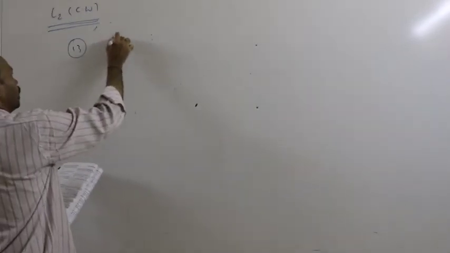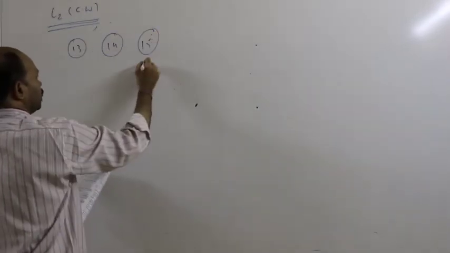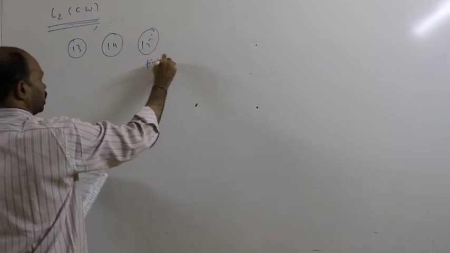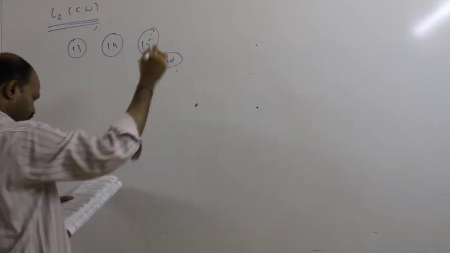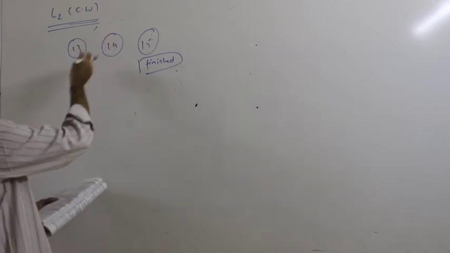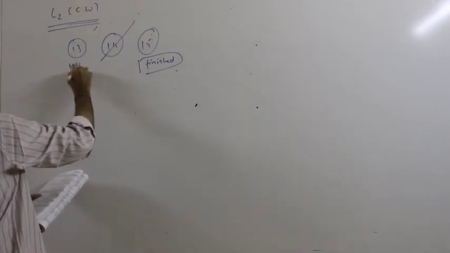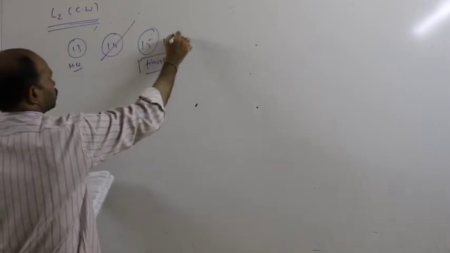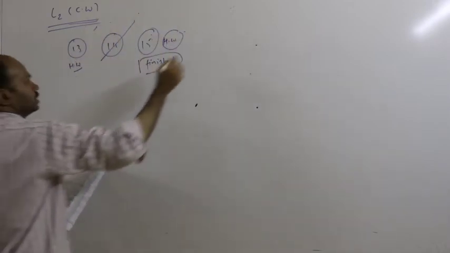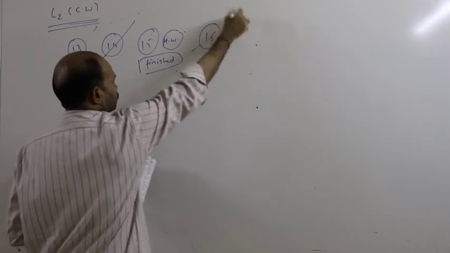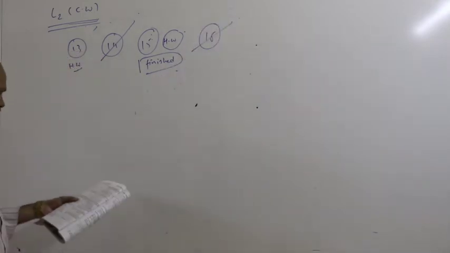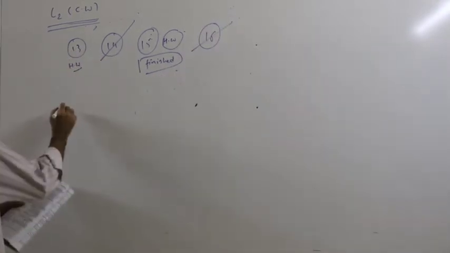15 we have already finished. 13, 14, 15 are an already finished model, and 13 and 14 both are very simple. I am doing a different model question. You do this yourself as homework, and this also as your homework. 16 we have already finished, at the beginning we have finished. Coming to problem 14.